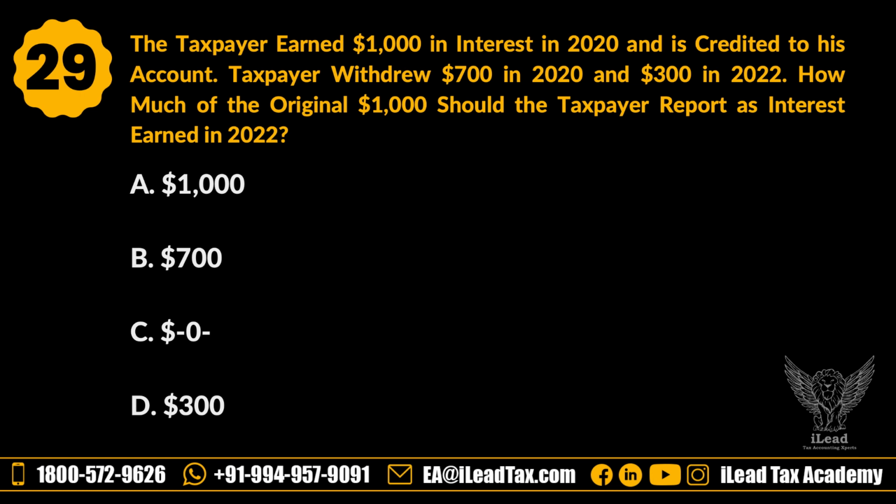Taxpayer earned 1000 in interest in 2020 and it is credited to his account. Taxpayer withdraws 700 in 2020 and 300 in 2022. How much of the original 1000 should the taxpayer report as interest earned in 2022? A, 1000. B, 700. C, 0. D, 300. Let's see the answer.